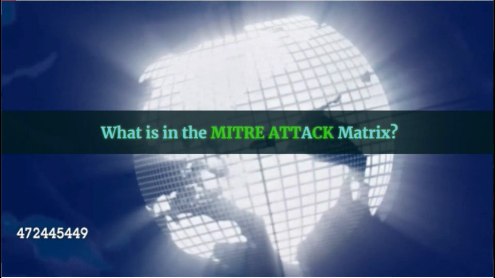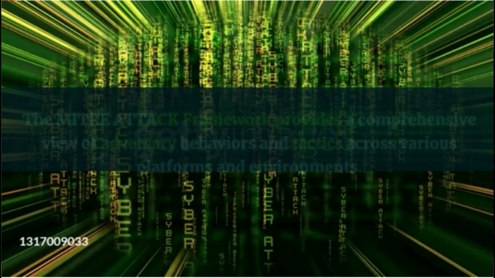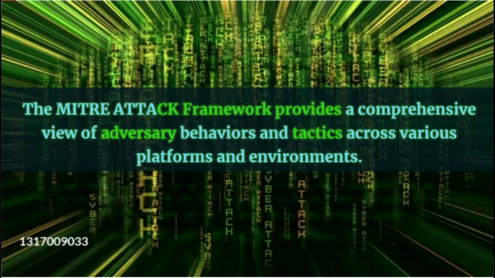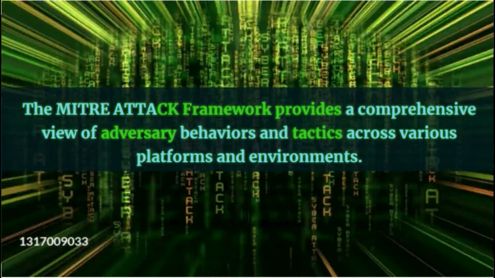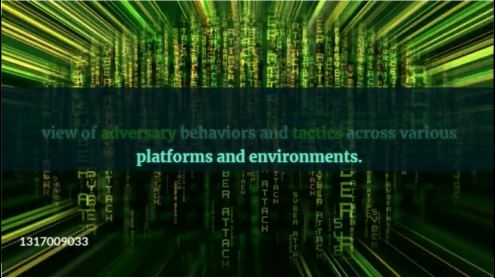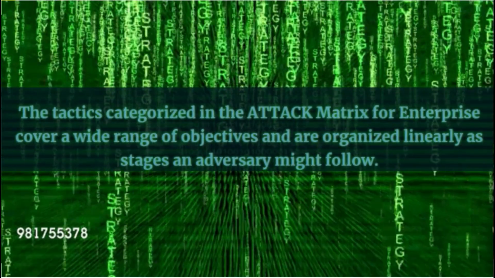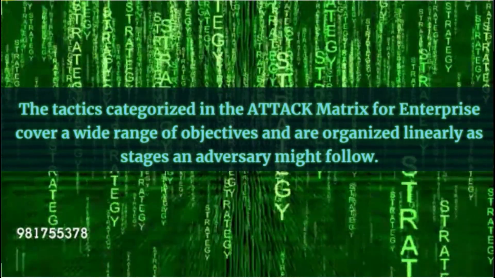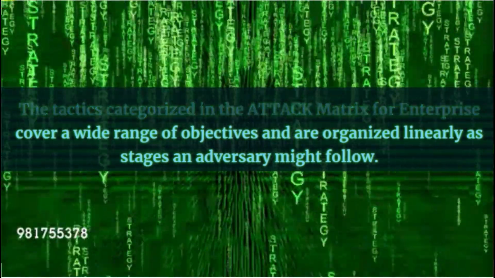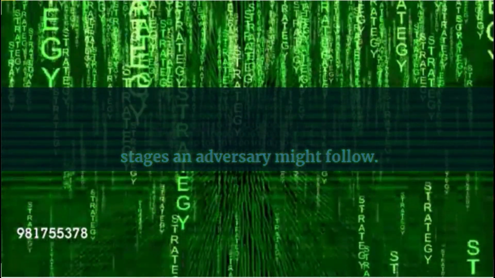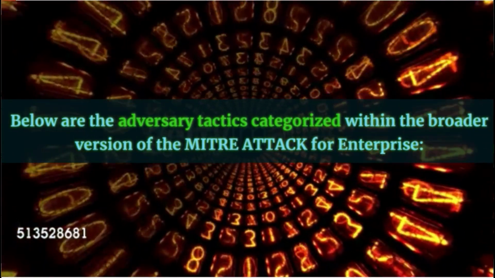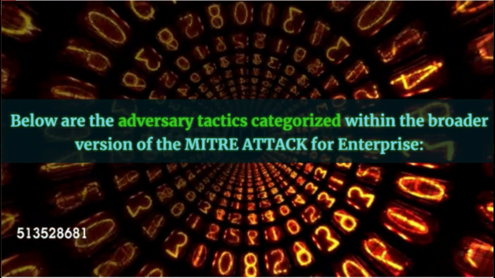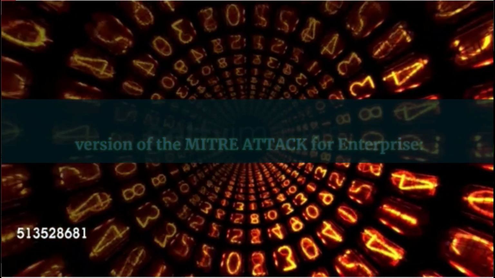What is in the MITRE ATT&CK Matrix? The MITRE ATT&CK framework provides a comprehensive view of adversary behaviors and tactics across various platforms and environments. Tactics categorized in the ATT&CK Matrix for enterprise cover a wide range of objectives and are organized linearly as stages an adversary might follow. How are the adversary tactics categorized within the broader version of the MITRE ATT&CK for enterprise?